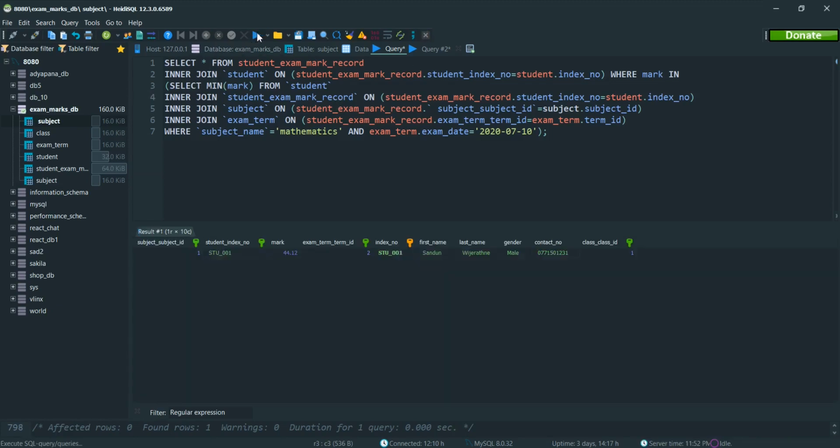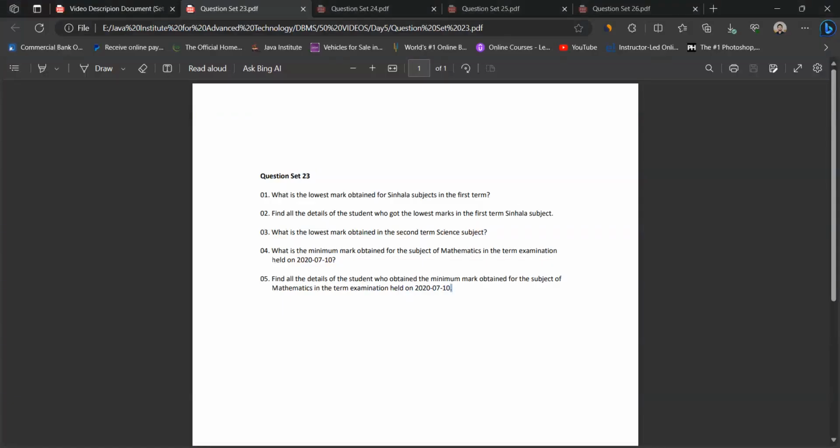Let's see the results. So these are the details of the student who got the minimum mark for the subject mathematics.